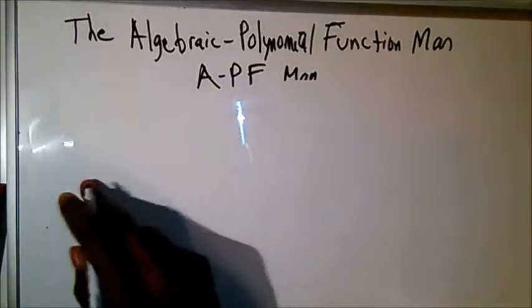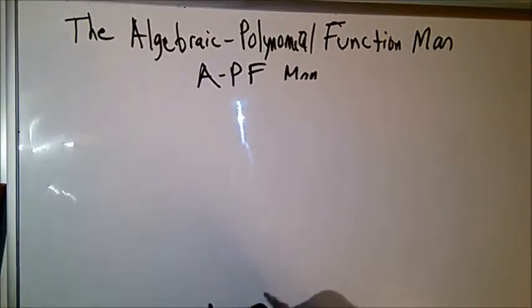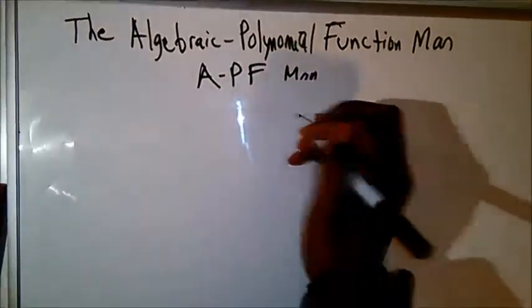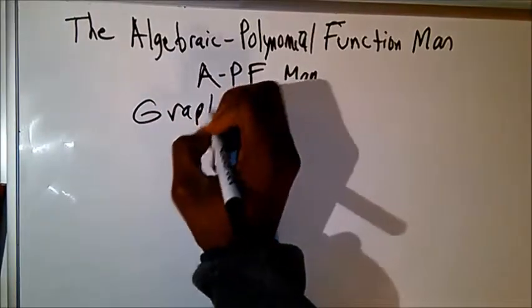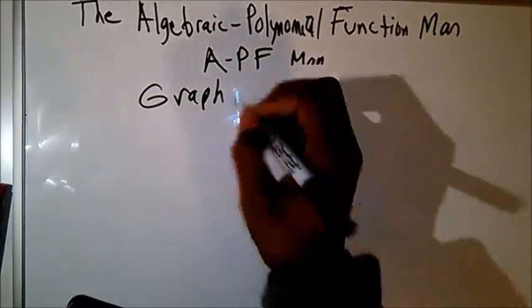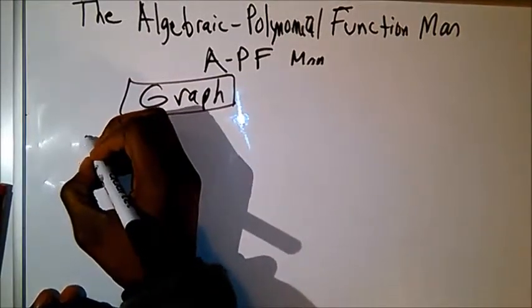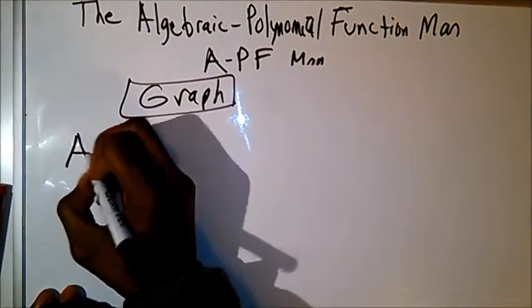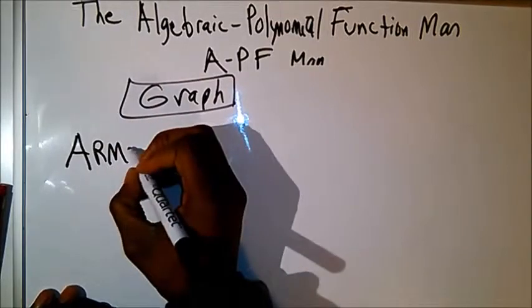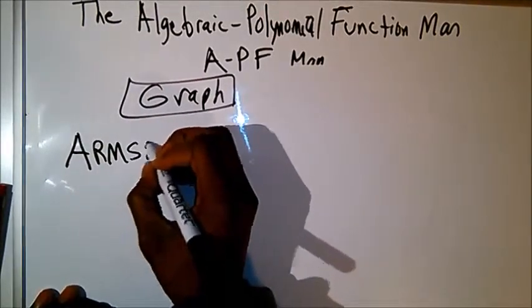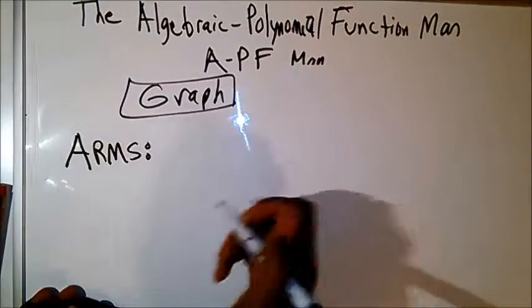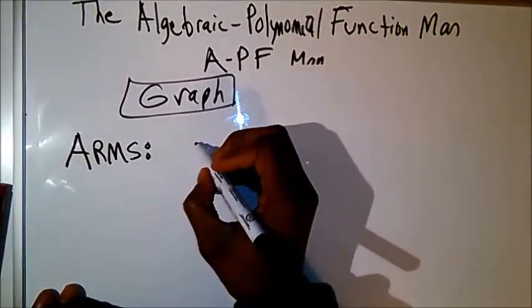Now, let's start off with the arms. When you're graphing the polynomial function, the first thing you want to do, step one, is to graph the arms. Find out what the arms are, the end behavior. And we can determine the end behavior of a polynomial function like this.